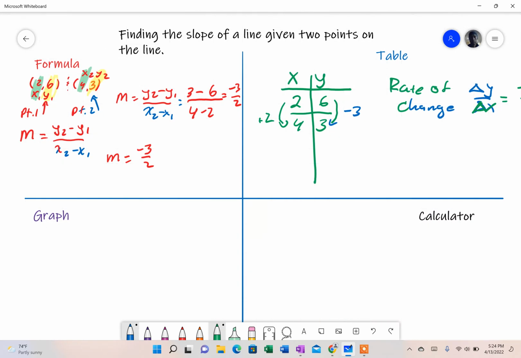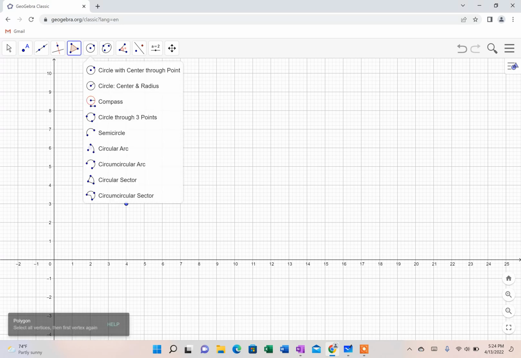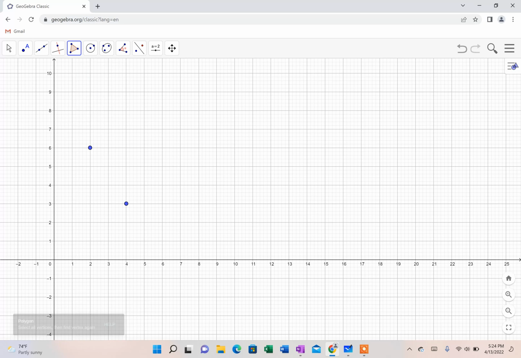Now I'm going to go and use a graph. I'm now going to show you how to do this on a graph. So here I have the points 2, 6, and 4, 3. And so if I start here, I need to do rise over run.